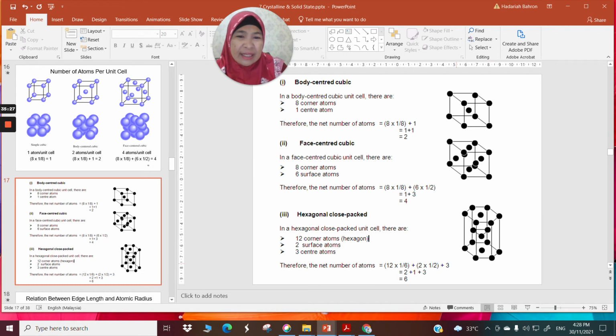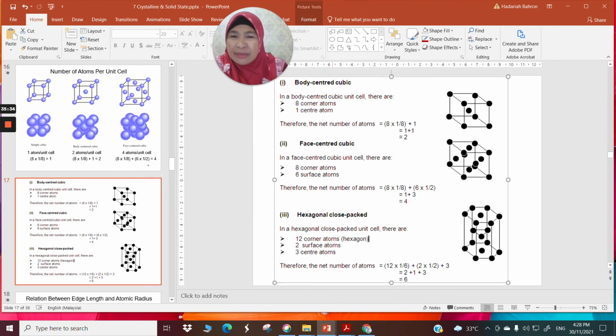This is another thing with the addition of hexagonal close pack. You already know body-centered, face-centered, and now hexagonal close pack. If you try to count, you're going to have 12 particles at the corners of your hexagon, 6 at the top and 6 at the bottom. You're going to have 2 surface atoms, one at the top, one at the bottom, and then 3 center atoms. So if you want to count how many particles are there in hexagonal close pack, you have 12 times 1 over 6, 2 times 1 over 2, and 3, and you're going to get 6 particles in one hexagonal close packed unit cell.